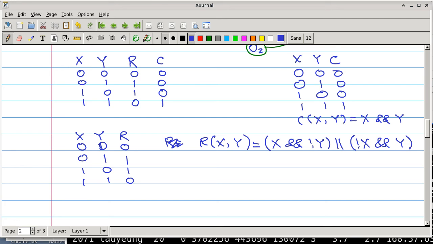If y is false, this also has to be false. So we end up with false or false, which is false. Okay, so far so good.